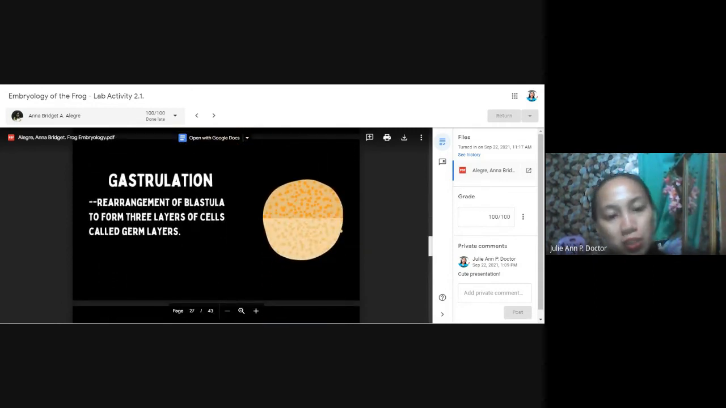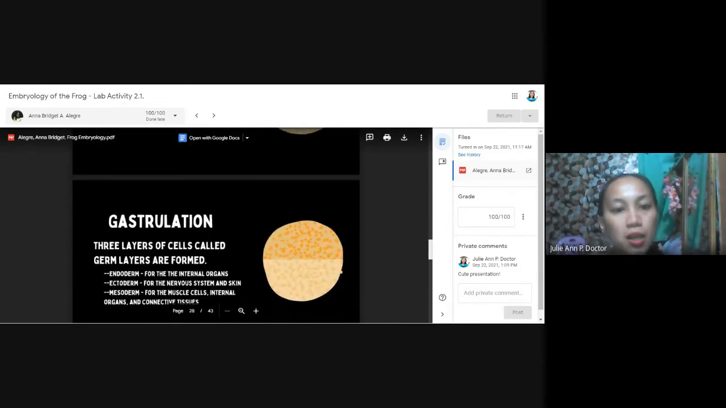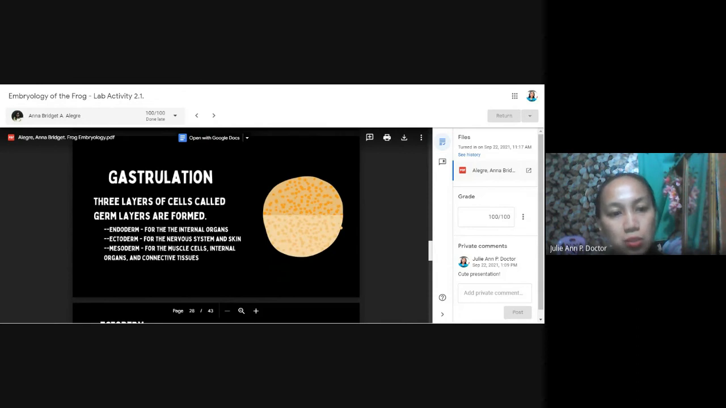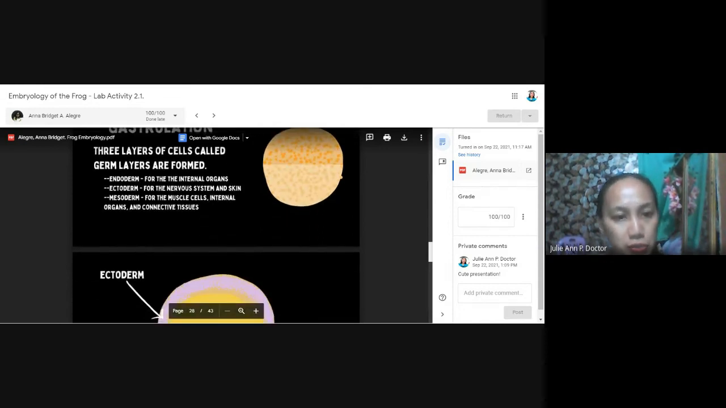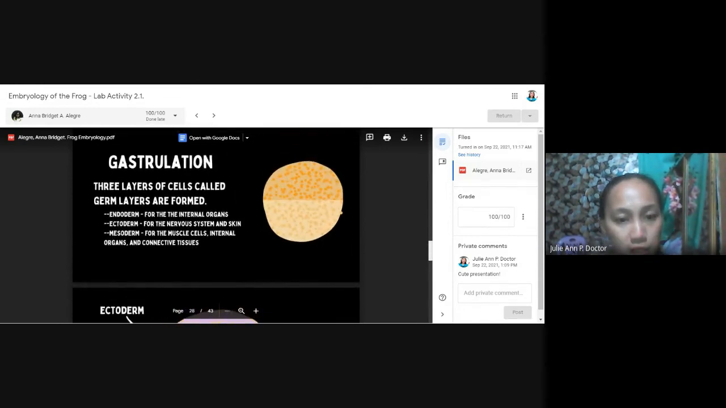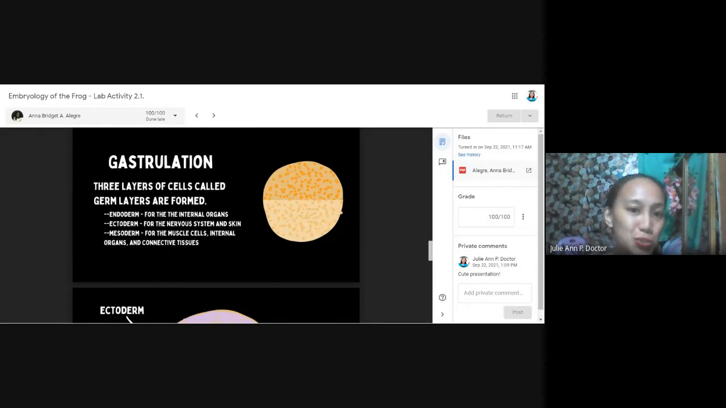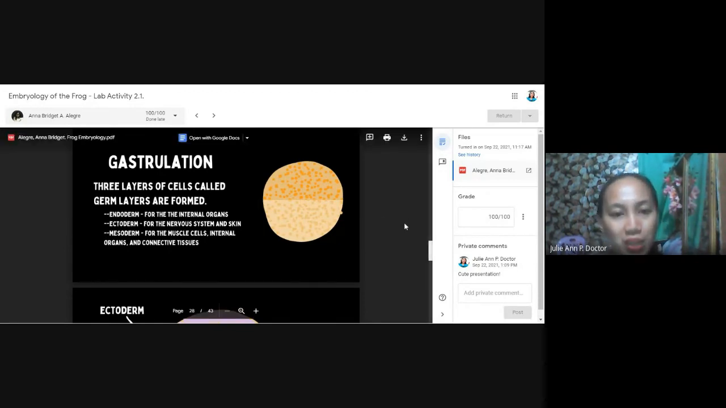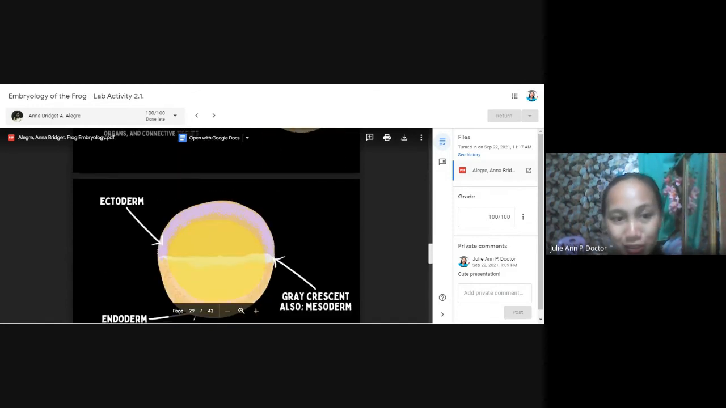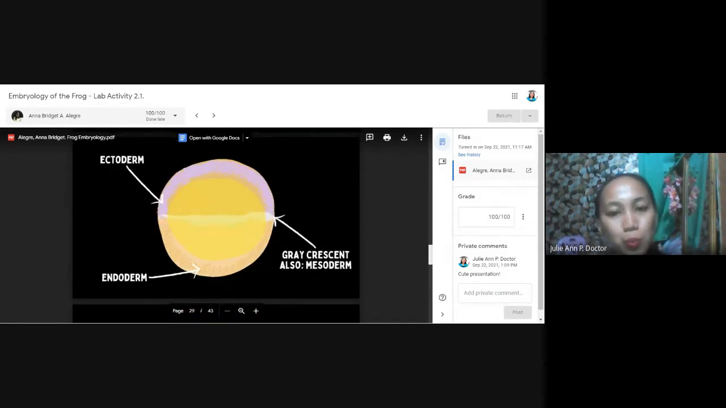Gastrulation, rearrangement of the blastula to form three layers of cells called germ layers. We are just reiterating what I've explained earlier. Okay, you can just read this, the endoderm, ectoderm, mesoderm. So we have the internal organs, nervous system, skin, muscle cells, and connective tissues. So take note where these organs are coming from. Which germ layers? Ectoderm, endoderm, gray crescent.